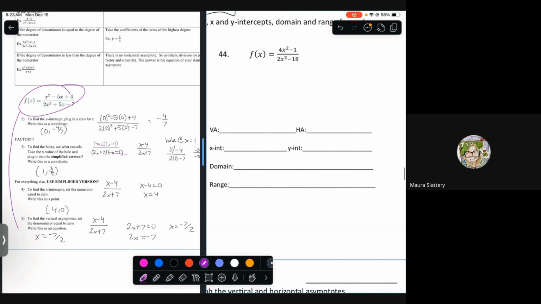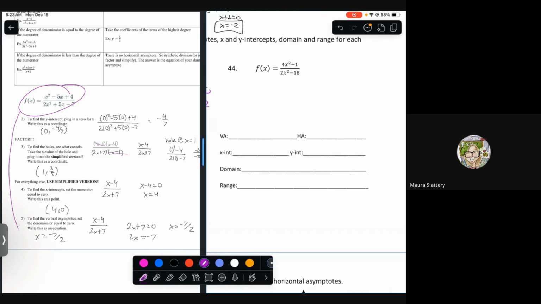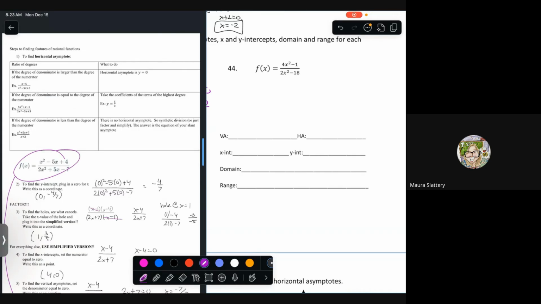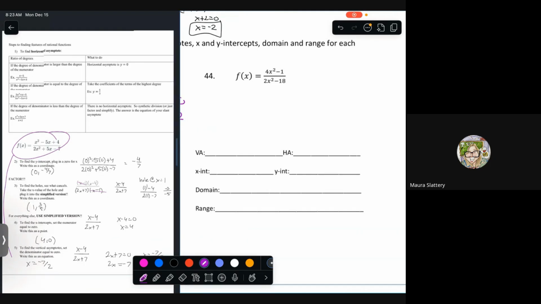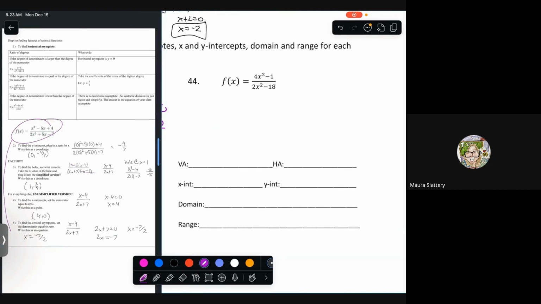All right, so now we look here. First, let's look at the horizontal asymptote. For finding the horizontal asymptote, we know that we have to look at the degrees. Well, the degrees are both 2, so we look at the leading coefficients. Then we just take their ratio. So I got a 4 and 2. 4 divided by 2 gives me 2. So my horizontal asymptote is going to be y equals 2.